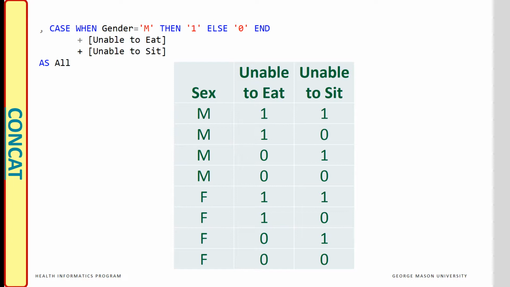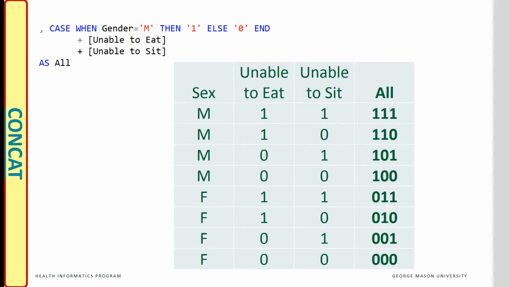The first field contains M for male and F for female. We use the CASE function to replace these values with text of 1 or 0. The second field is inability to eat. It contains a text binary field, so we're okay there. And the third field is inability to sit. This too contains a text binary field, and we are okay there. The plus sign instructs the computer to attach the fields separated by the plus sign to each other.